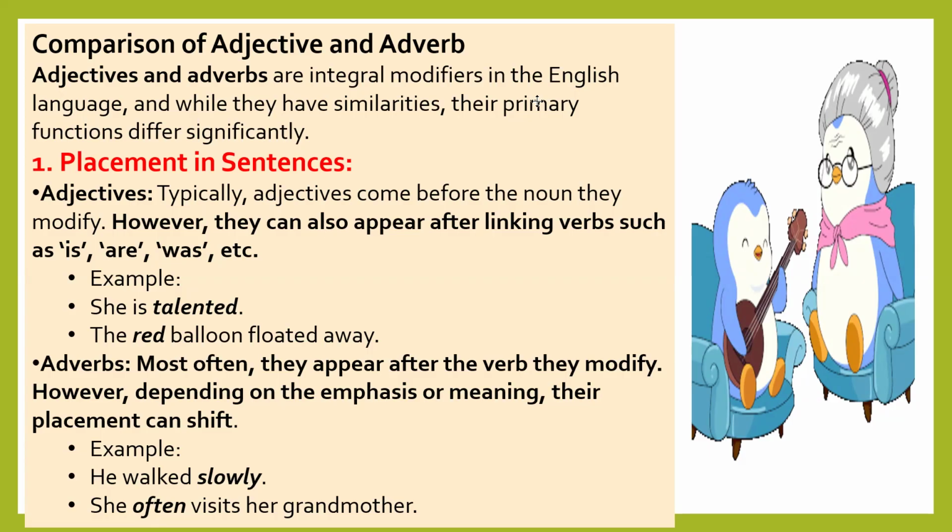Now, about adverb placement in sentences. Most often they appear after the verb they modify. However, depending on the emphasis or meaning, their placement can shift or change. Example: he walked slowly. They appear after the verbs mostly. So, he walked slowly. Slowly is an adverb modifying the past tense verb walked.